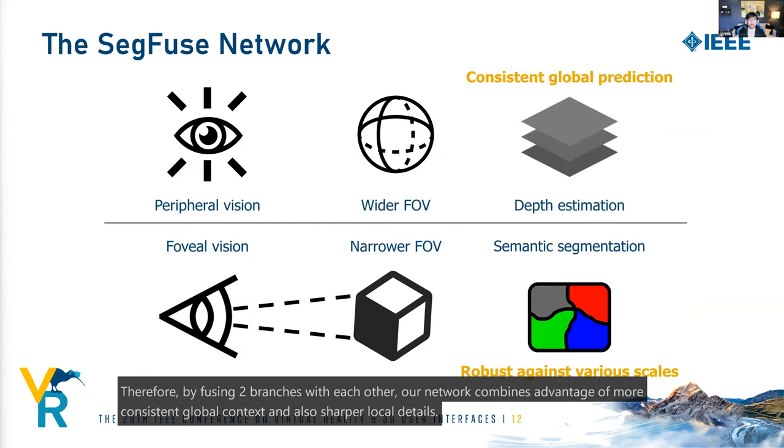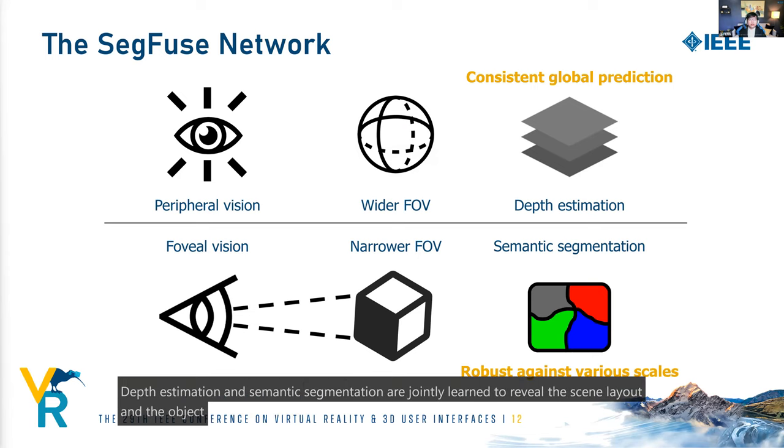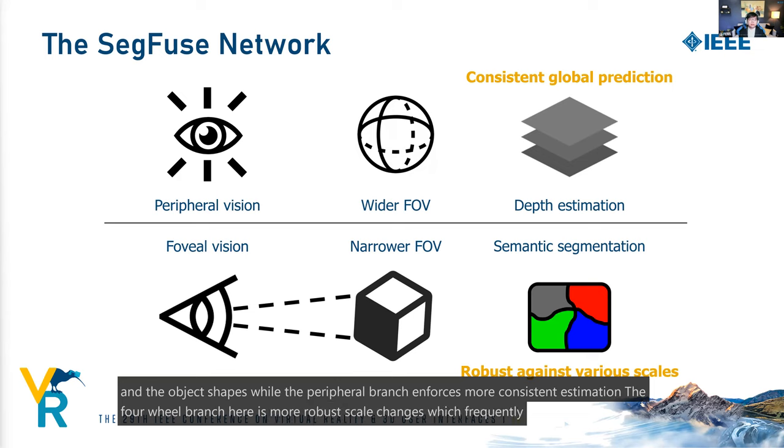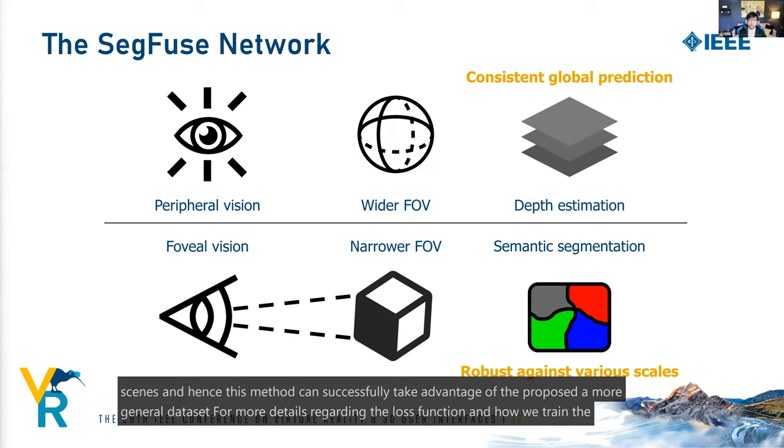Depth estimation and semantic segmentation are jointly learned to reveal the scene layout and the object's shapes. While the peripheral branch enforces more consistent estimation, the foveal branch here is more robust to scale changes which frequently appear in outdoor scenes. And hence, this method can successfully take advantage of the proposed, a more general dataset. For more details regarding the loss function and how we train the network, please check out our paper.